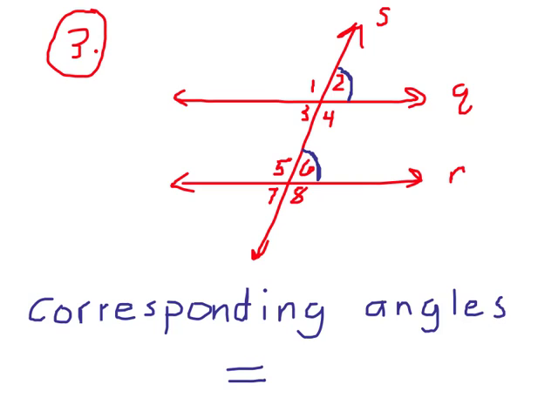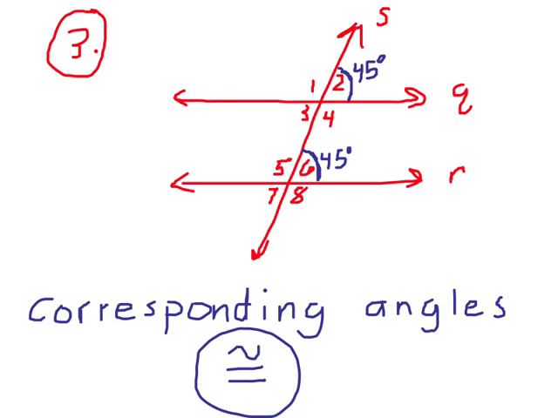They are congruent, means they're equal in value. So it's good to know. Therefore, if angle 2 is 45 degrees, that means angle 6 is also 45 degrees. Corresponding angles are congruent, as I indicated right here with that symbol.